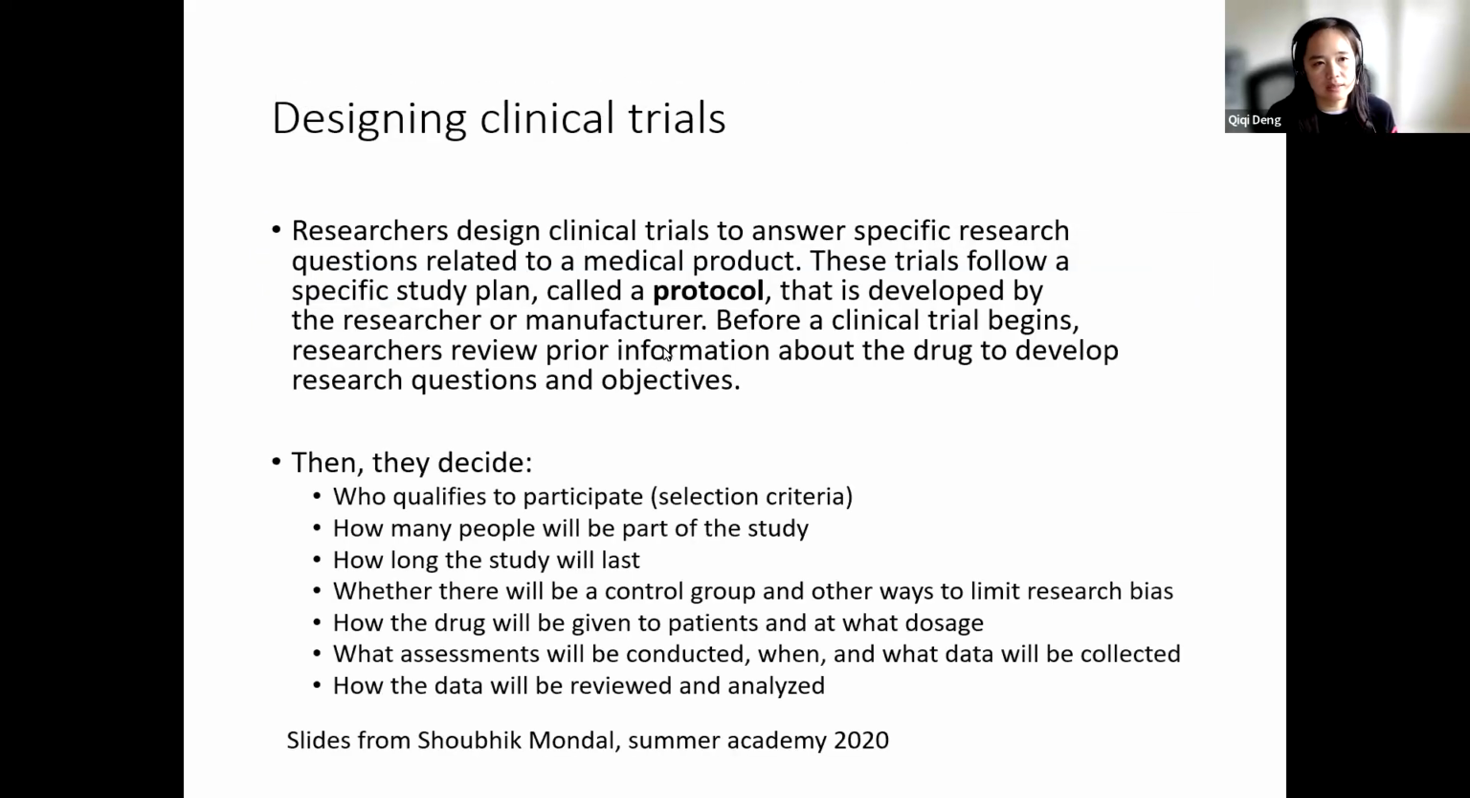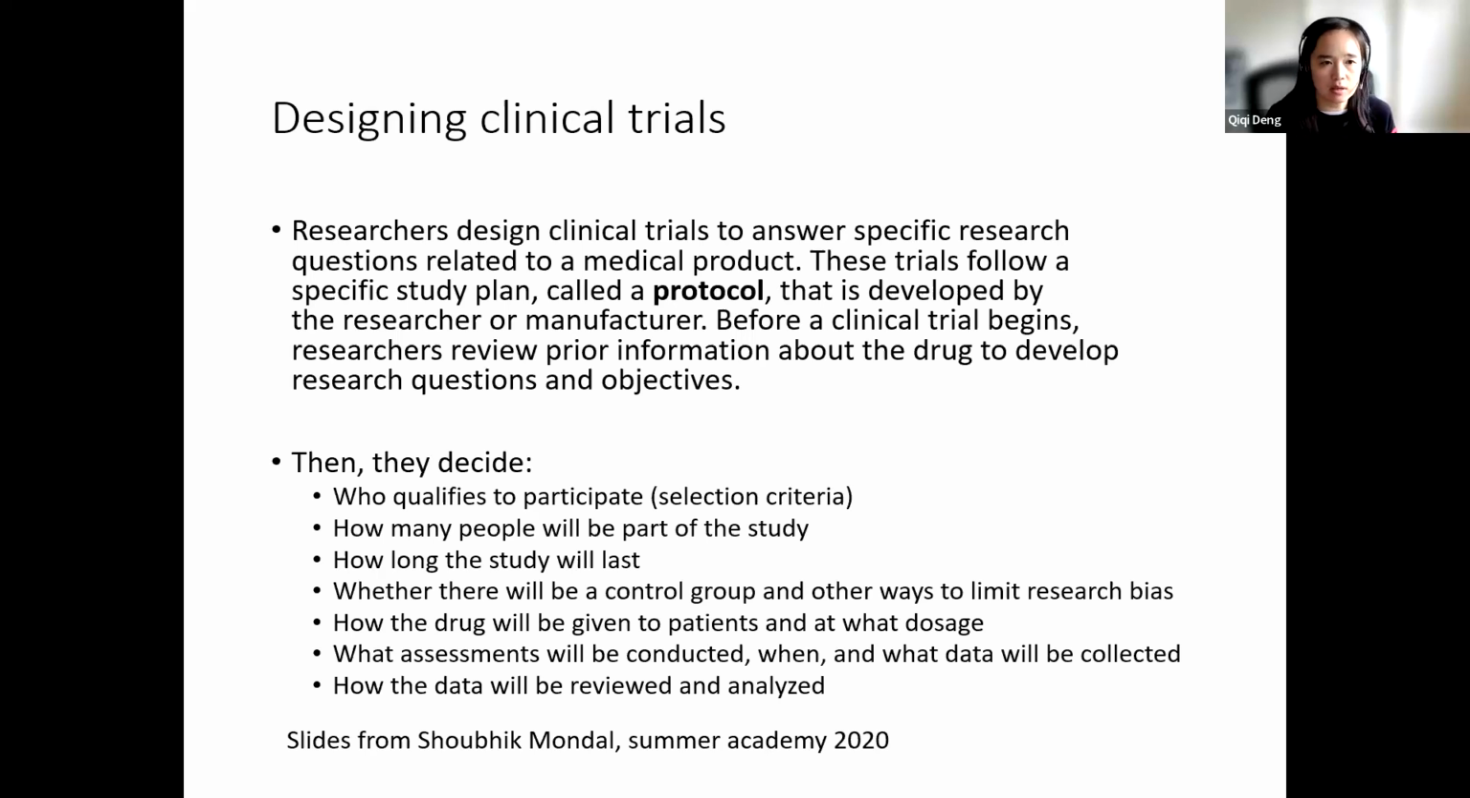So this is what I mean by designing a clinical trial. Usually when we start a clinical trial, the first step is to design it. A typical clinical trial is trying to answer a very specific research question. And then the trial protocol is a study plan that tells you what to do to run this whole study.